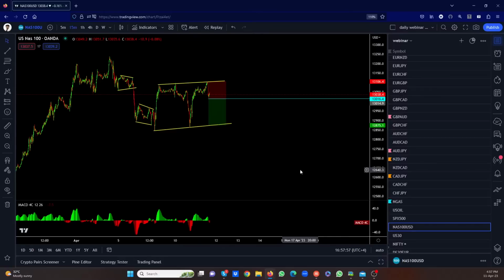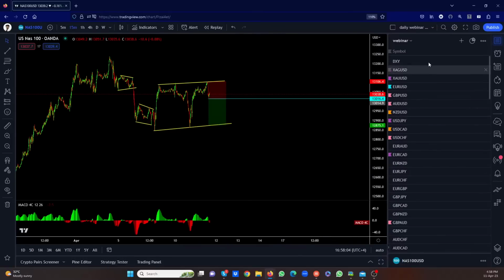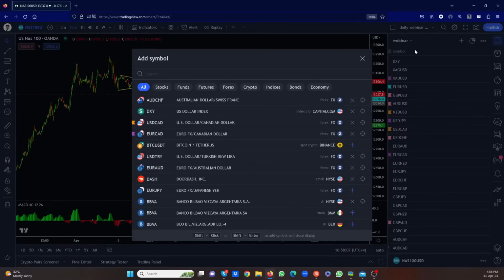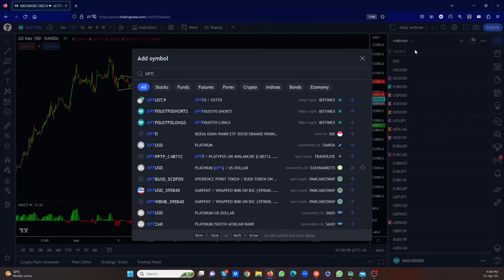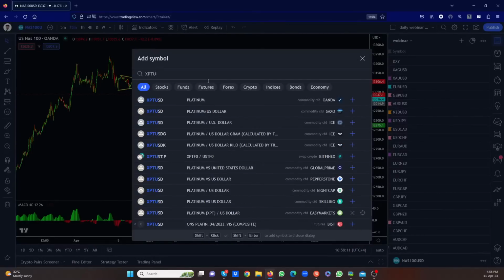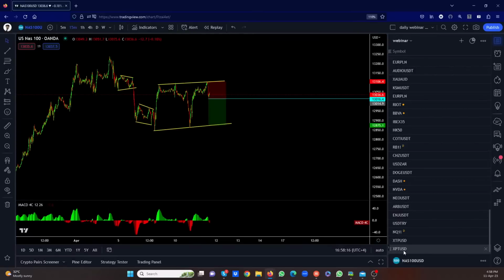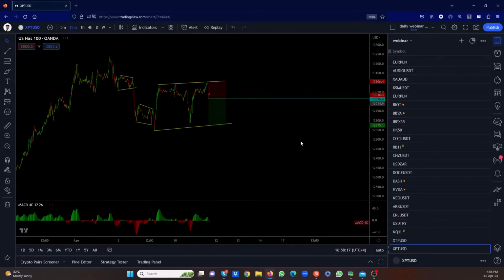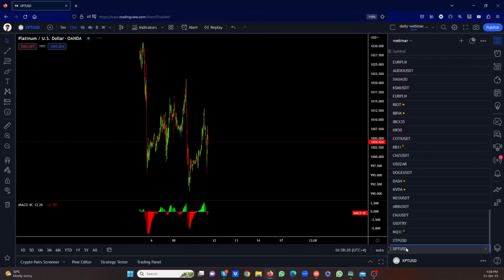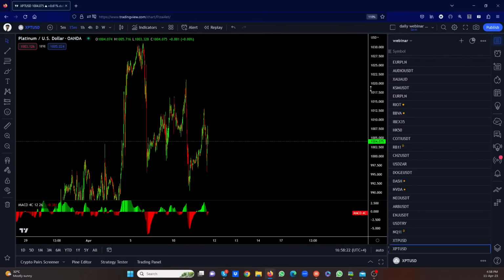The platinum XPT. Let's see. Oh, you made a typo there. That's what I'm looking at that chart and I'm thinking, well, that doesn't look like something you should trade. You want XPT. Okay, let me see. I think we have platinum somewhere. XPT. Yes, XPT USD. Let's see. You want this, right?